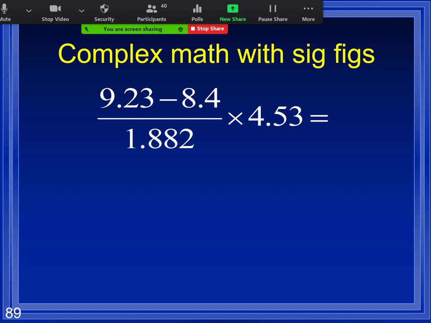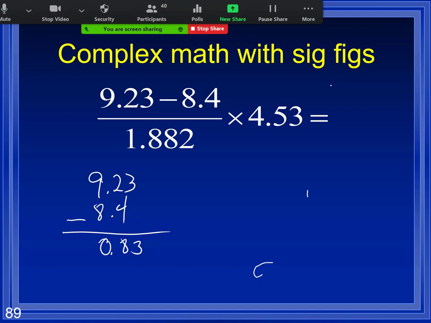So here we have a math problem where we got something with 3 sig figs, something with 2, something with 4, and something with 3. How many sig figs are supposed to be my answer? Well, you can't really tell because there's a subtraction in the middle of it. Actually, not in the middle, at the beginning of it. So 9.23 minus 8.4. I get 0.83.